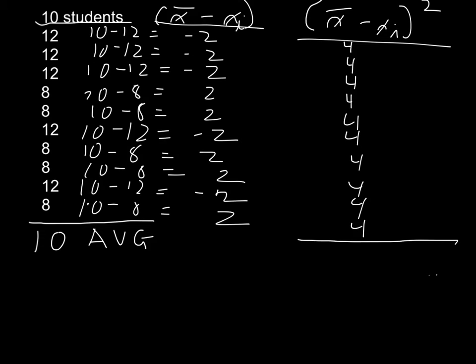Now the next thing our standard deviation formula tells us to do is it says sum of the differences squared. So I'm going to add all my squares together. I'm going to add all these numbers together. And when I do that, since I have 10 of them, I wind up with 40.